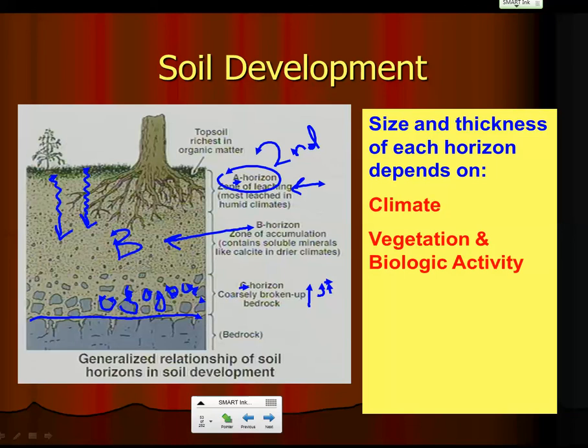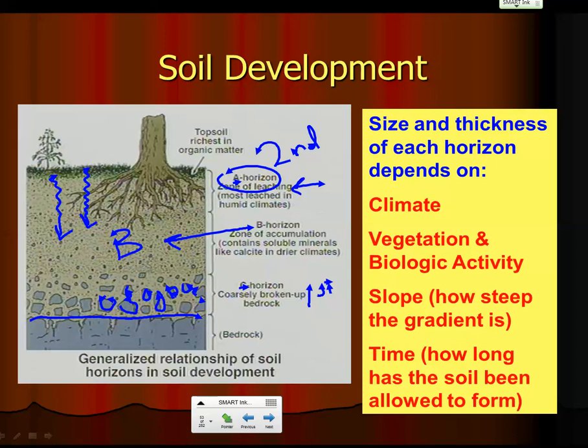Okay, the size and thickness of each horizon depends on, and once again, it comes back to climate, how much vegetation and how many living things are active in that soil. That'll determine how thick it gets. How steep the slope is. Remember, we learned the term gradient earlier in the course. If it's really steep, those soils aren't going to stay there as long. And of course, how long this soil has been allowed to form, time. So younger soils are going to be thinner than older soils in a lot of cases.